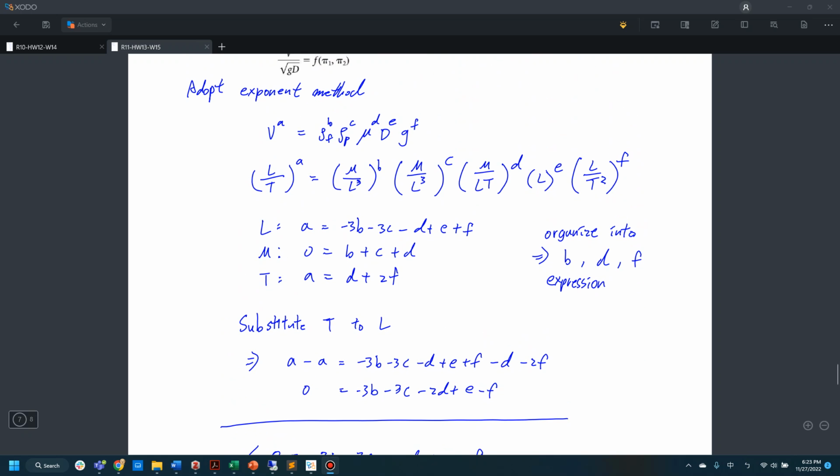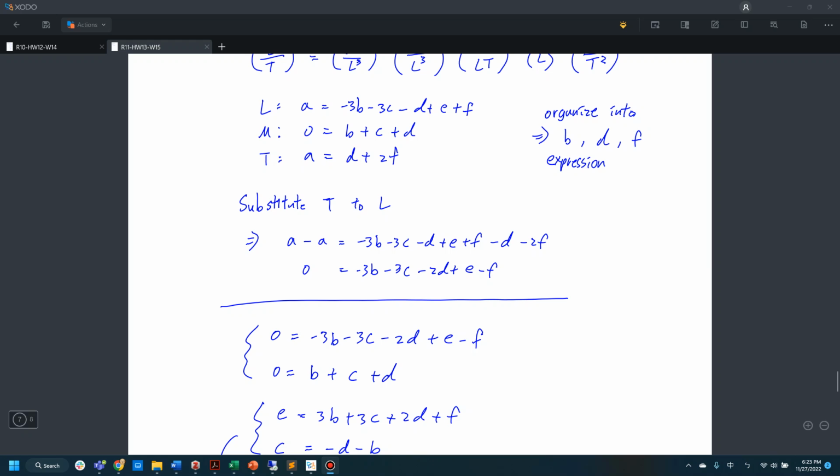You can choose any three parameters as you want, and here we just choose b, d, and f. So to do that, we need to write a in terms of b, d, f, c in terms of b, d, f, and e in terms of b, d, f.